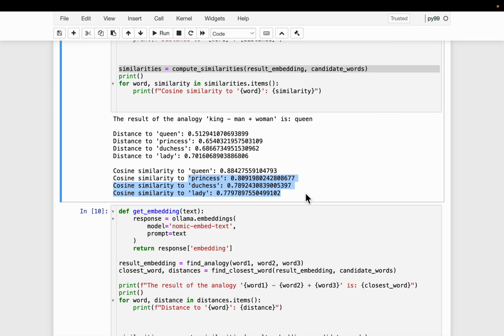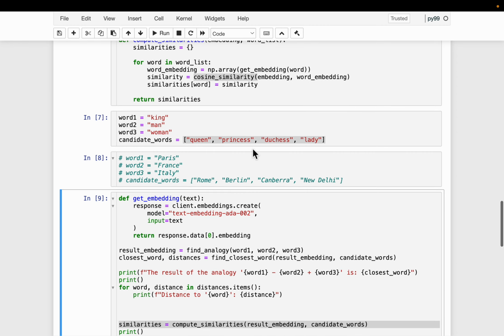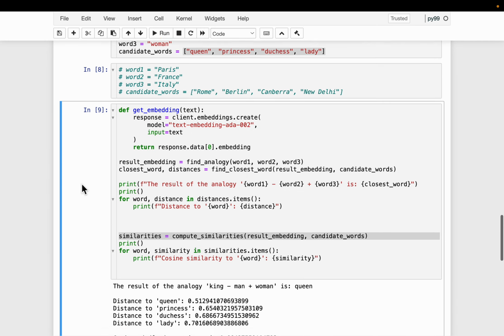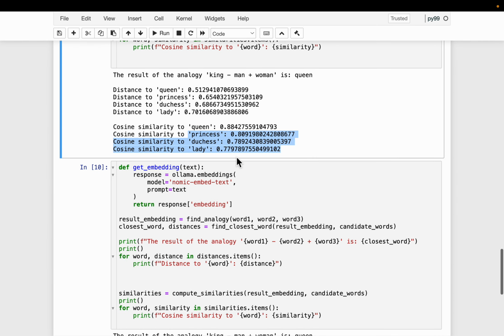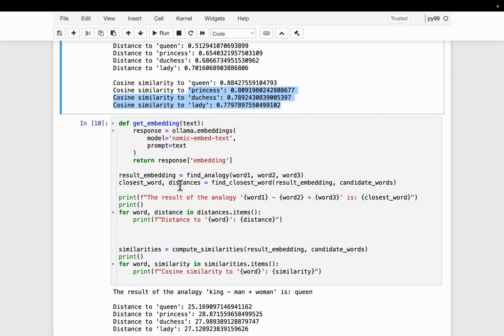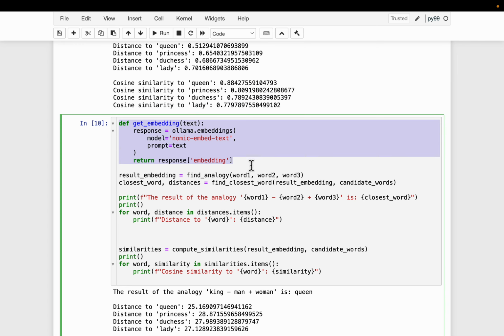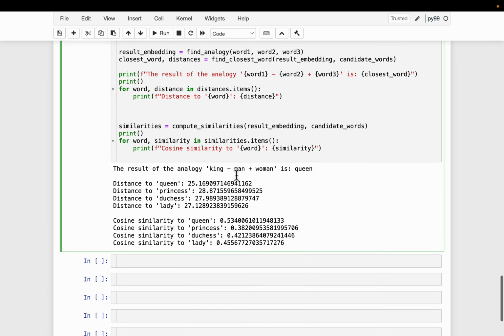And for the remaining three words, they still align in the same direction as the left-hand side, which makes sense because these four words are not too different from each other in terms of semantics. Okay, that looks great. And we are doing exactly the same thing, but this time instead of calling OpenAI, we are calling this nomic embedding text using the Ollama framework. Now let's look at the result. This one is also saying the result is queen, which is great.